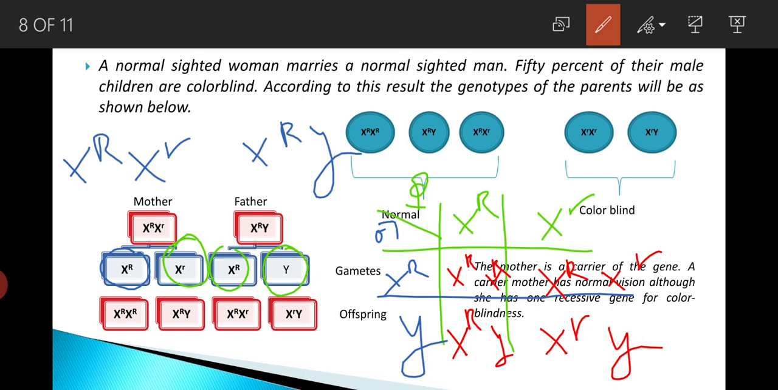So from the crossings you can see that in the offspring, the females are all normal sight vision, but they are carriers. We have half of the male children, or boy children, who are color blind, because as we already mentioned before, we have only one X in the male, so this X contains the small r, so it is color blindness.